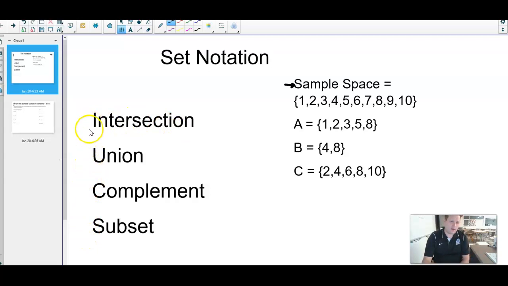Then we start talking about a couple of different vocab words. For these 4 on this side, we want to make intersections, unions, complements, and then subsets from the sets that we have. So let me explain what these are.